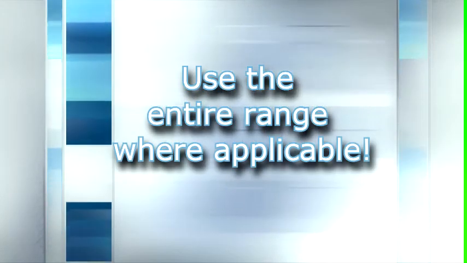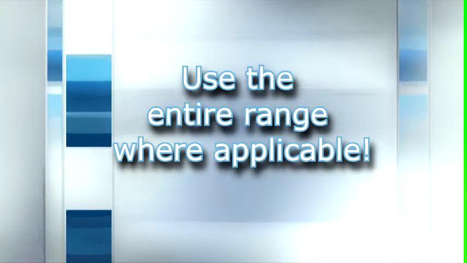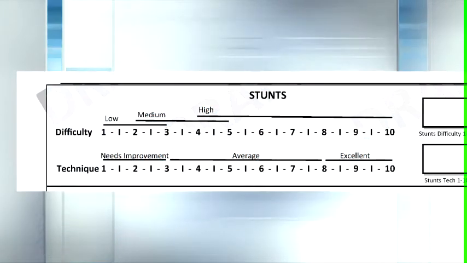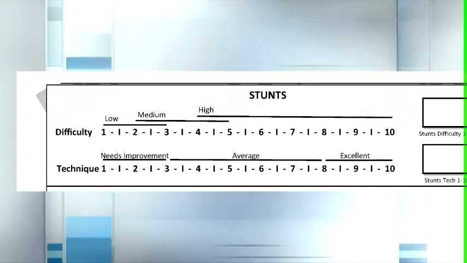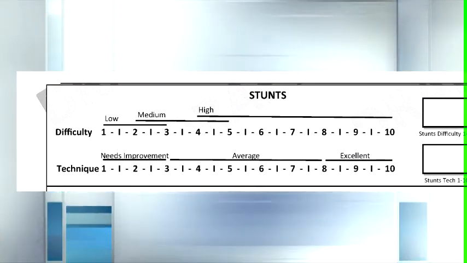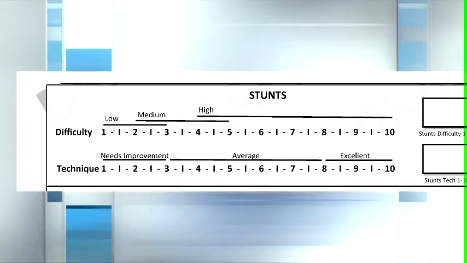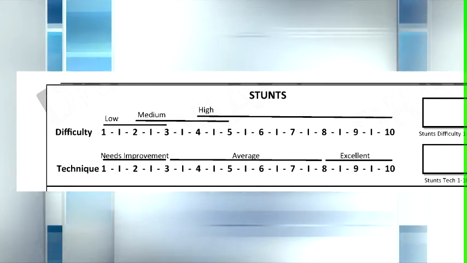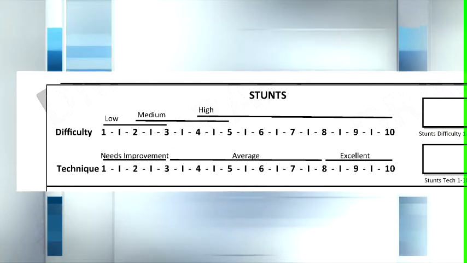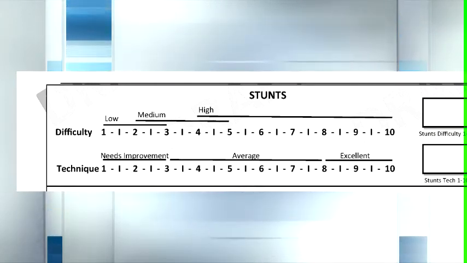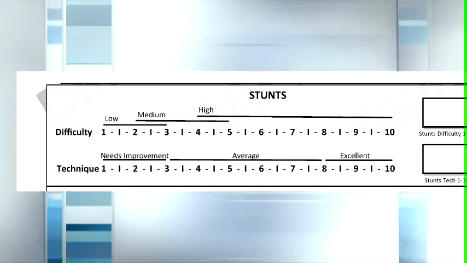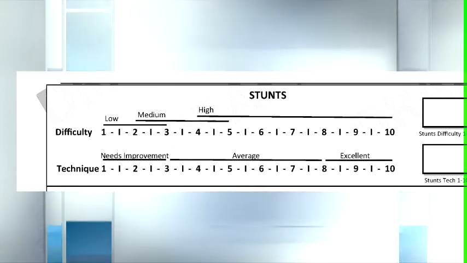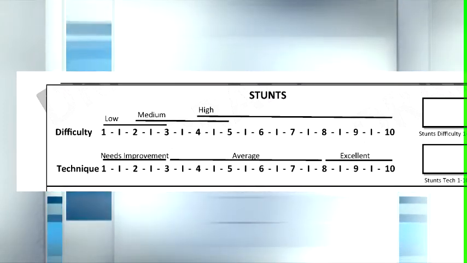As a judge, you need to get comfortable using the entire range. Please use the entire range and give teams the score they deserve. In the past, many judges used the technique score as a throwaway score, giving every team approximately the same score. This does an injustice to both the above average teams and the below average teams. If a team has below average technique, they should score in the 1 to 3 range. Average teams should score in the 3 to 8 range, and only a very few exceptional teams should score in the 8 to 10 range.